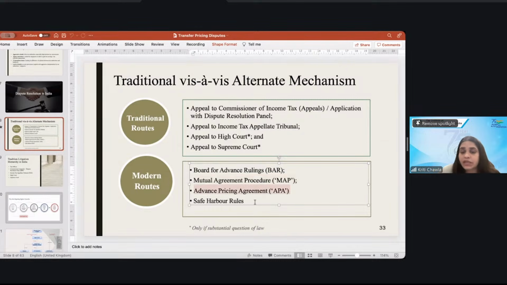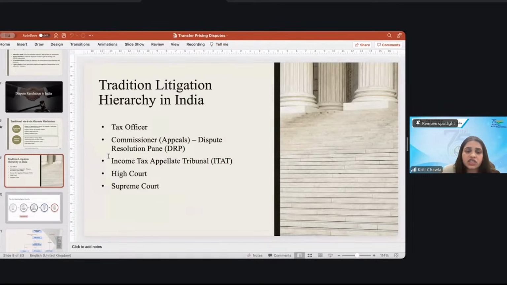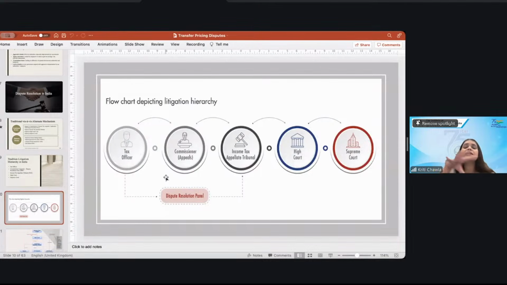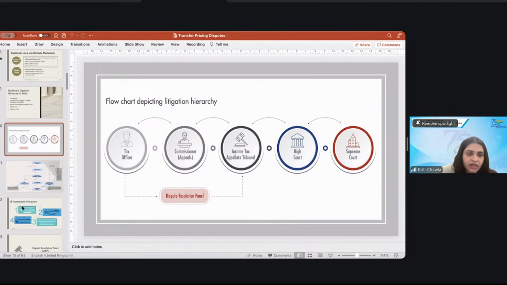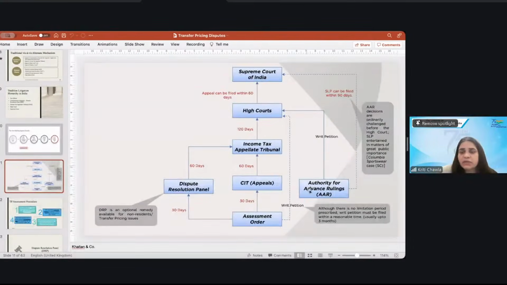Then there is something called APA that we'll discuss today. And then there are safe harbor rules. What I'm really trying to say is that this is the traditional mechanism, and along with it there is also a modern route for dispute resolution. I'll share this slide later with you guys. I think this is interesting because it talks about what happens when there is an assessment order, how much time you have to file to the CIT appeals, then to the dispute resolution panel, then to the ITAT, then to the High Court, and then to the Supreme Court.